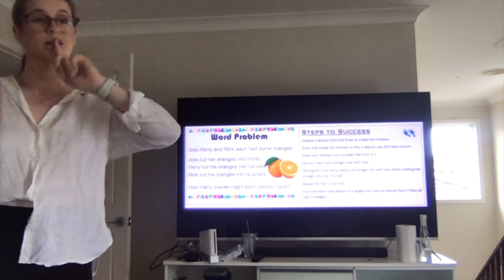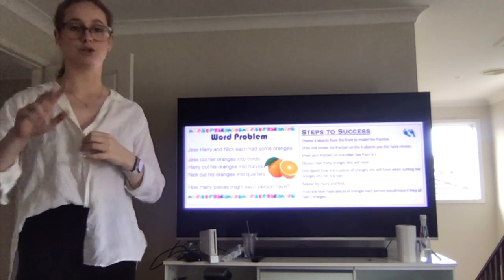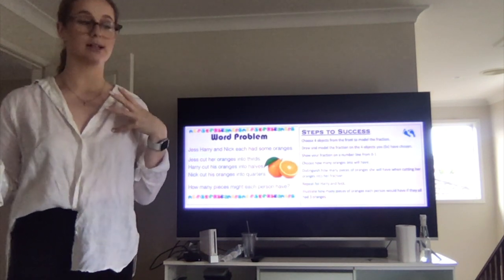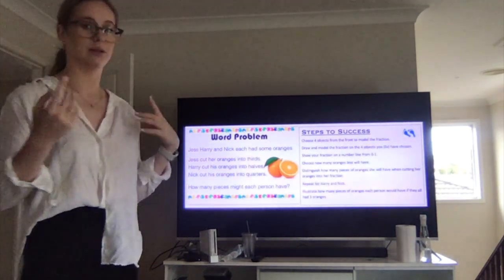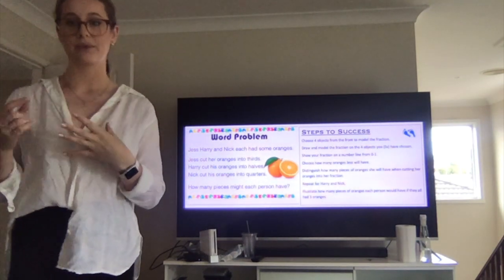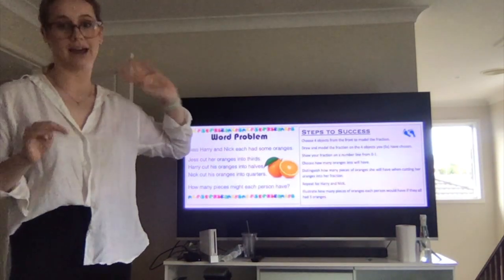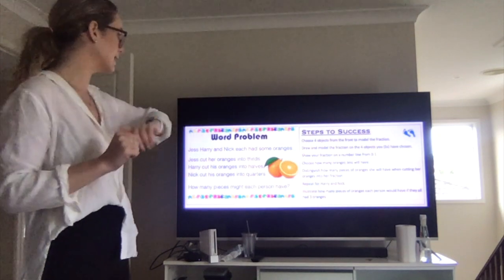Yep. Good observation. So Cameron asked, would Jess have 3, Harry have 2, and Nick have 4? Well, he's got it right. He knows the fraction, but we don't know how many oranges they have. But that would be correct if they only had 1 orange each. So before we can answer this last line, we have to answer the steps to success first. So let's read that now.